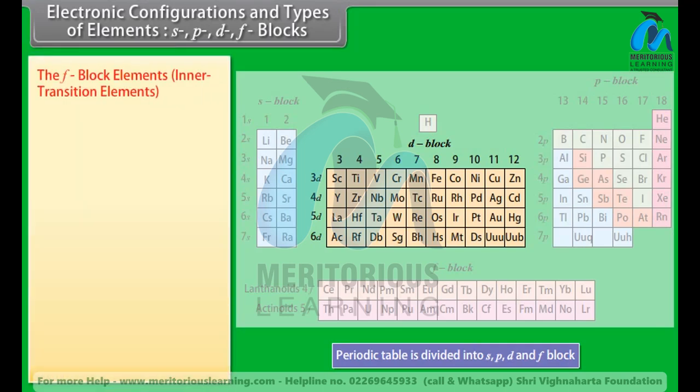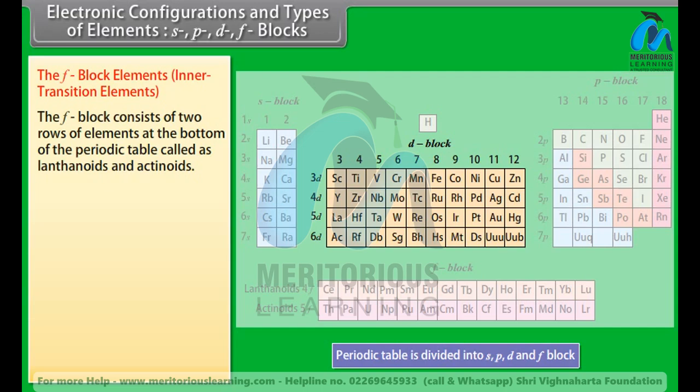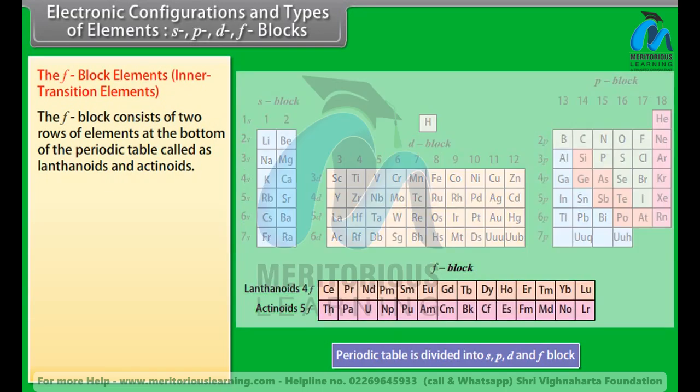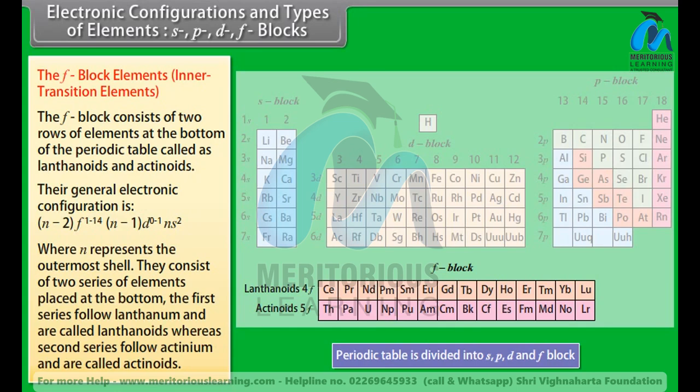The F block elements. Inner transition elements. The F block consists of 2 rows of elements at the bottom of the periodic table called lanthanoids and actinoids. Their general electronic configuration is given, where n represents the outermost shell. They consist of 2 series of elements placed at the bottom. The first series follows lanthanum and is called lanthanoids, whereas the second series follows actinium and is called actinoids.